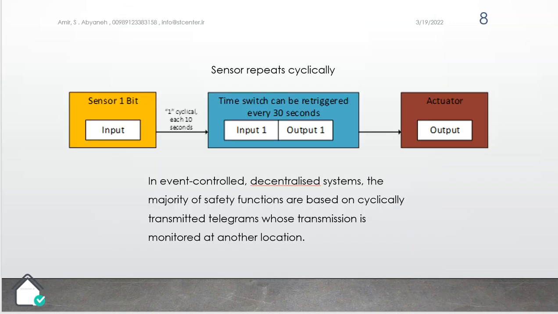Okay, the sensor repeats cyclically. Look at this diagram. The sensor sends cyclically to the actuator, and the actuator receives the data. In an event-controlled, decentralized system, the majority of safety functions are based on cyclically transmitted telegrams whose transmission is monitored at another location.